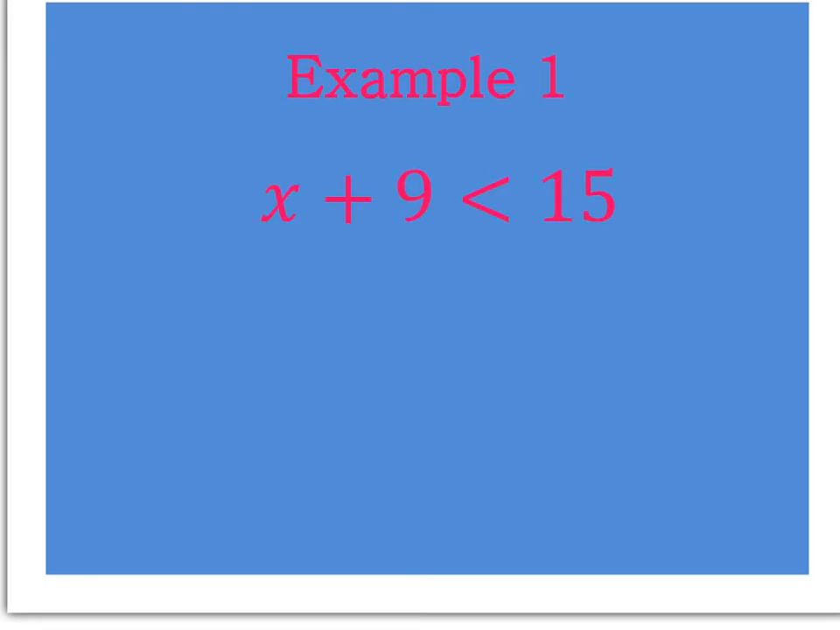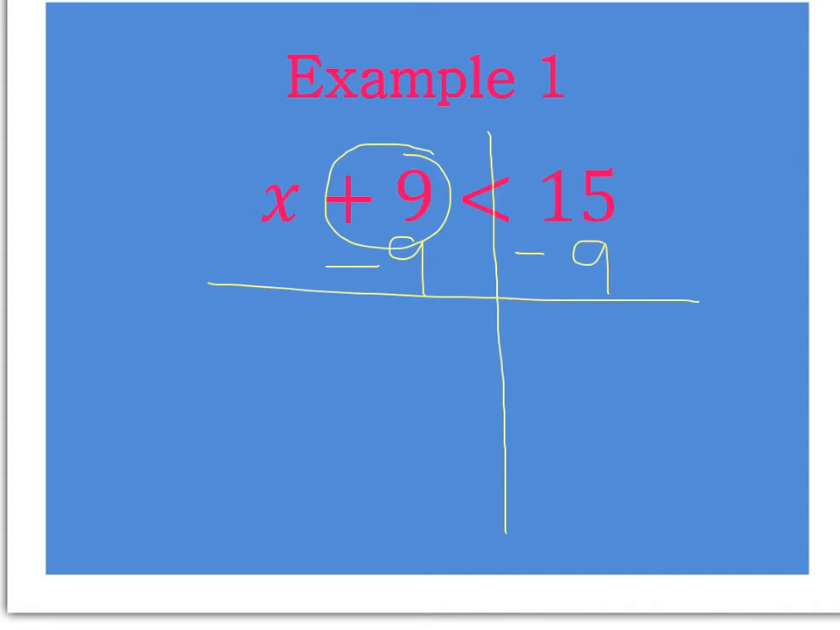When we're talking about inequalities, we solve them the same way we do equations. So therefore, in this example, the inequality symbol separates the two sides. When we look here, we have plus 9. Since there is plus 9, that means in order to get x by itself, we're going to have to subtract 9 from both sides. When we subtract 9 from both sides, we're left with x is less than 6.